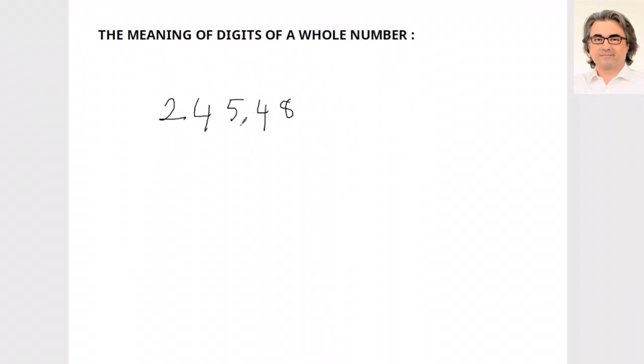This number, 24,548. Each of the numbers that make up this number is called a digit of the number. What do I mean? For example, 8, the place of 8 is a digit, 4 is also a digit, 5, and this 4 and this 2. They are all digits of this number.